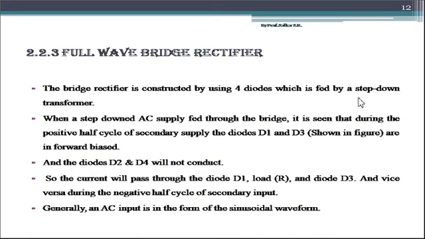That is, 4 diodes we have used. Then a step down transformer is used. So during the positive half cycle D1 and D3 are forward biased, and during the negative half cycle D2 and D4 are in forward bias, and we get the positive as well as negative half cycle rectified at the output due to the 4 diodes effect.